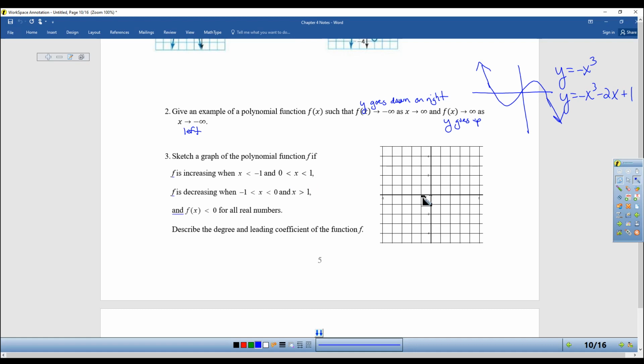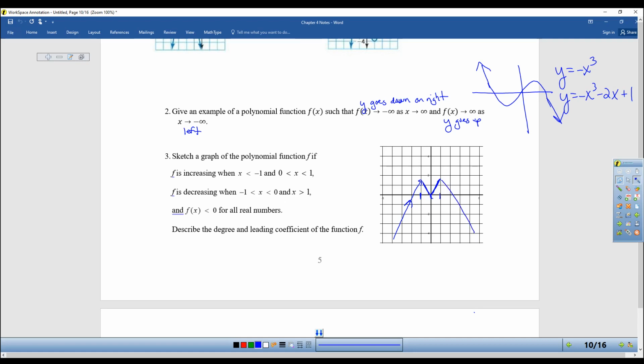So I need it increasing before negative 1. So here's negative 1, so I want it increasing. And I want it increasing from 0 to 1. So in this little section, I want it increasing also. So it's increasing, and then it's increasing again. Okay? It's decreasing from negative 1 to 0. So might as well connect it, right? In this section, it's decreasing and greater than 1.